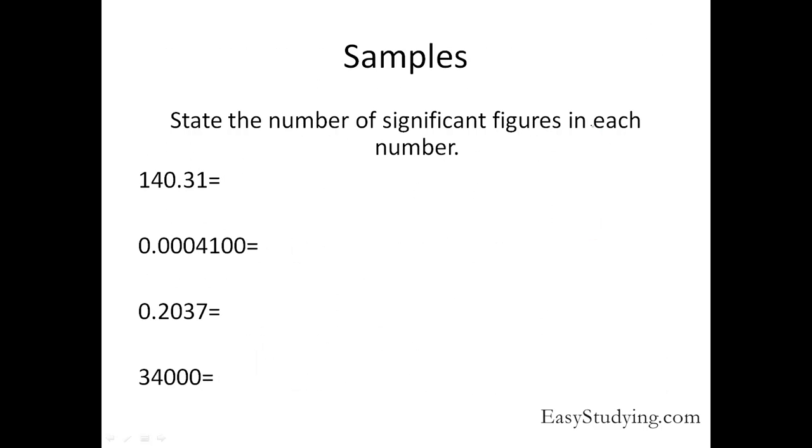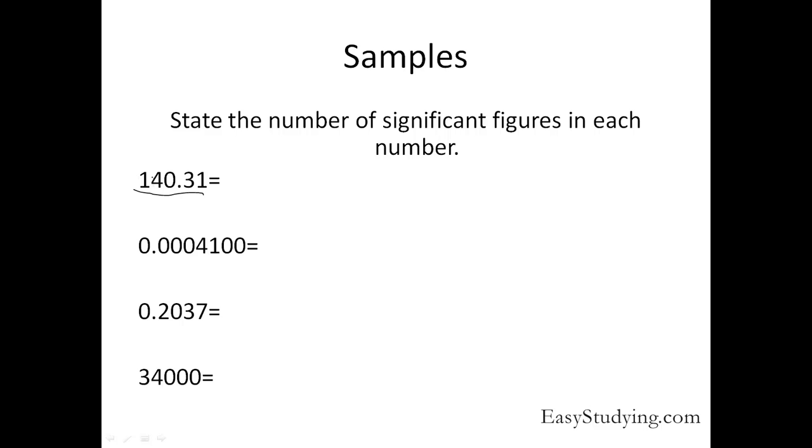So let's review some samples. Let's state the number of significant figures within each number. In our first value, we have 140.31. Since we see that there is a decimal point present, we're going to start from the Pacific, which is on the left. So we start counting from the left.